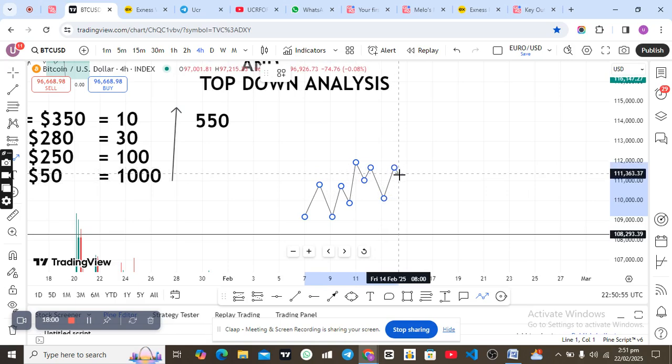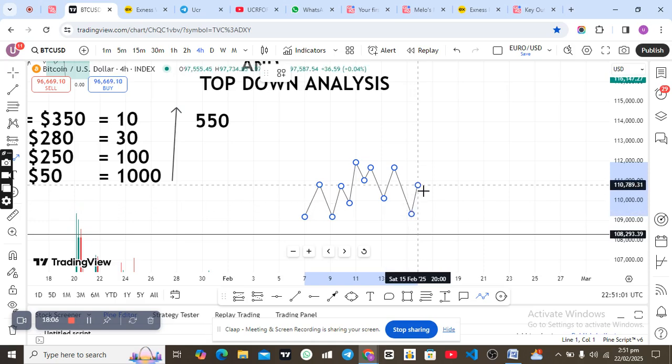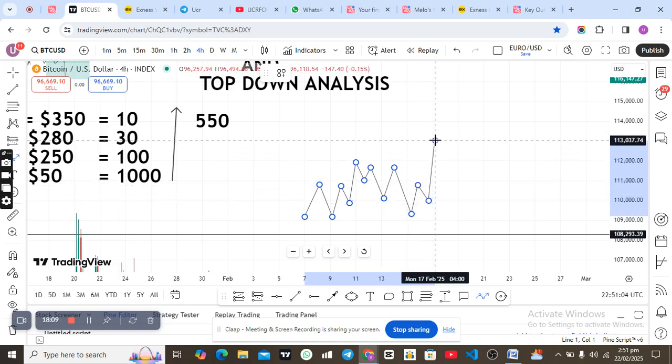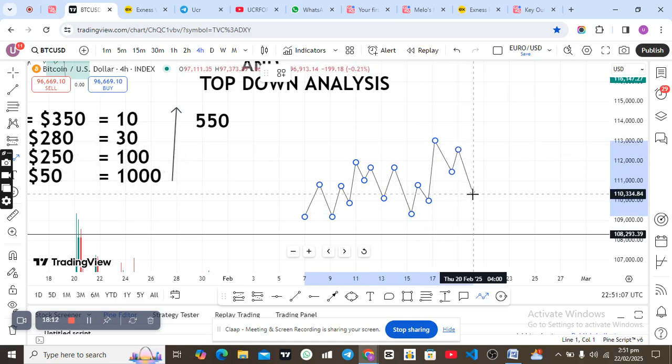Then the next thing, you see price returning back to respect this particular level. Again, we see price pushing to the upside like this. Now break of structure. Now price is coming back. Don't worry, I'm going to explain something to you guys now.